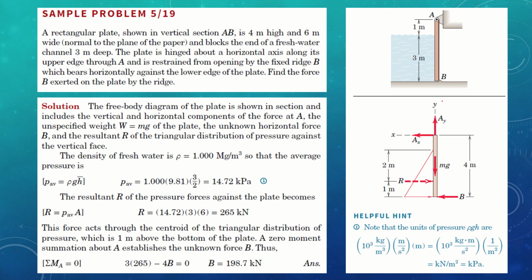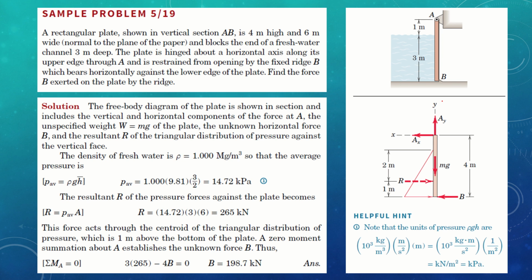Now a channel 3 meter deep and 6 meter wide blocks the end of the freshwater channel. The plate is hinged about the horizontal axis along its upper edge through A and is restrained from opening by a fixed ridge B, which bears horizontally against the lower edge of the plate. Find the force B exerts on the plate by the ridge. It's a very, very simple and easy question.